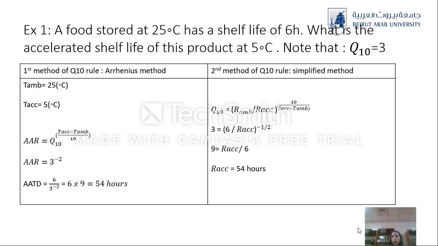So if you go to the scenario: if food is sold at 25 degrees with a shelf life of 6 hours, what is the accelerated shelf life of this product at 5 degrees, noting that Q10 is equal to 3? So AAR equals 3 to the power of (5 minus 25) over 10, so 3 to the power of minus 2. So 6 over 3 to the power of minus 2 gives 54 hours. If we go to the simplified method, Q10 equals 3, it's 6, R ambient, the shelf life at room temperature, divided by R accelerated, 54 hours, over minus 0.5. So R accelerated is 54 hours and R ambient is 6 hours, okay?